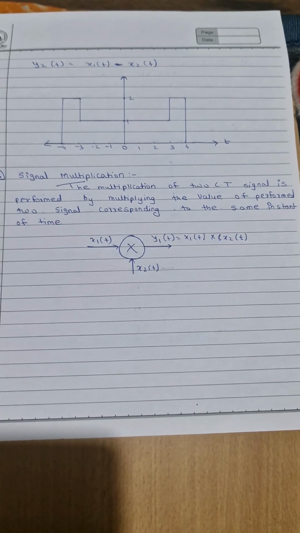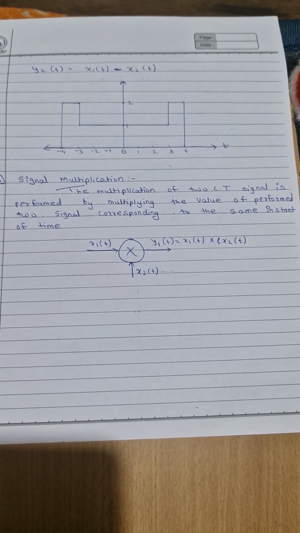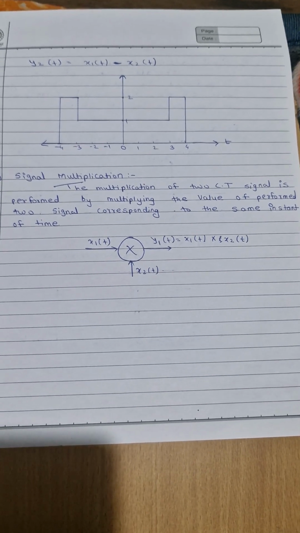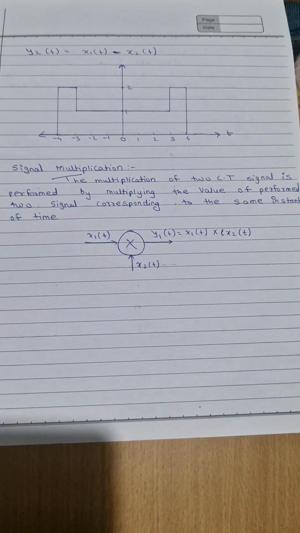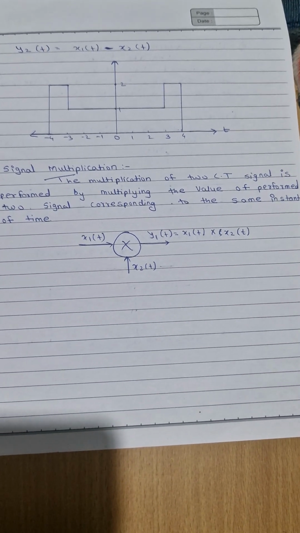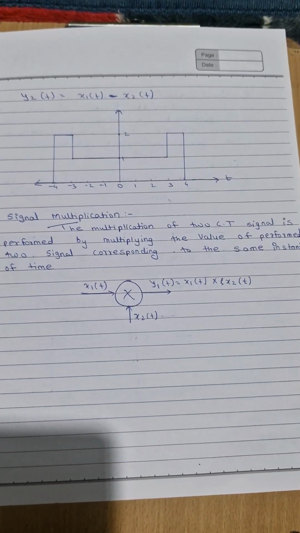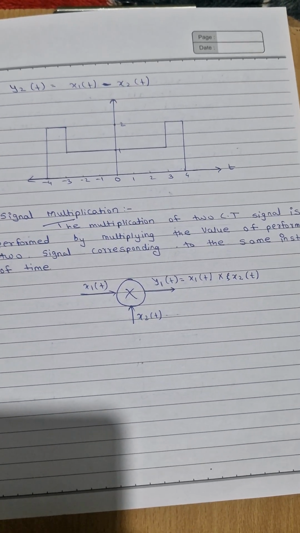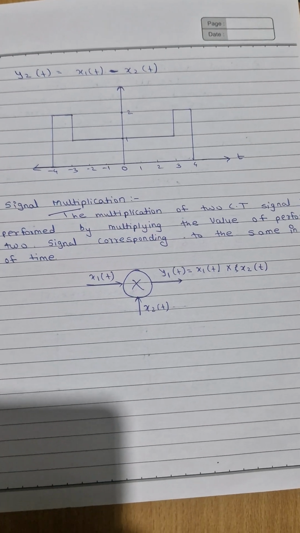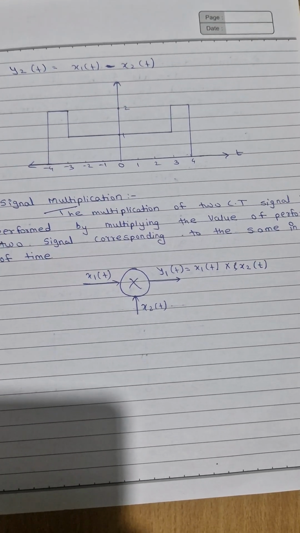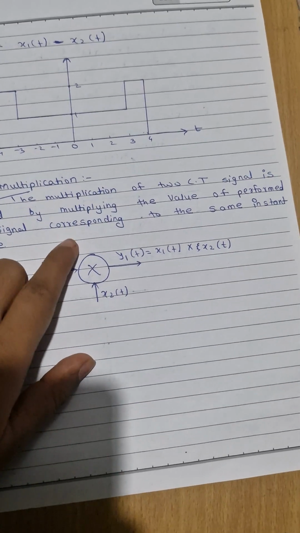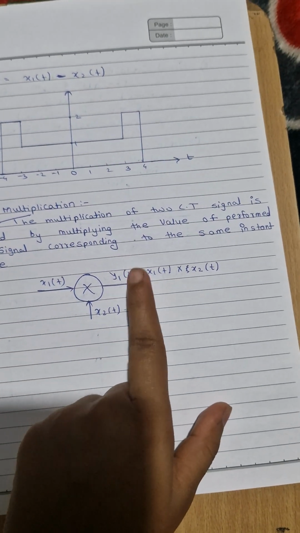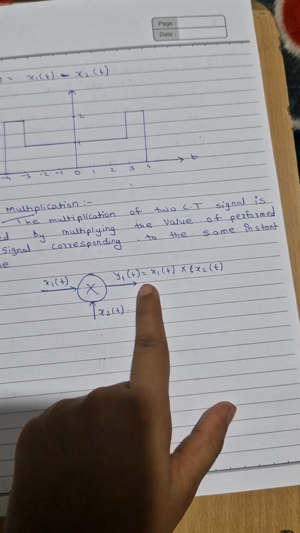And sixth one is signal multiplication. The multiplication of two CT signals is performed by multiplying the values of the two signals corresponding to the same instant of time. The product of two signals x1(t) and x2(t) is a signal y(t) whose value at any instant is equal to the product of the values of these two signals at that instant: y(t) equals x1(t) times x2(t). The inputs are x1(t) and x2(t), and this arrow shows the output y(t).